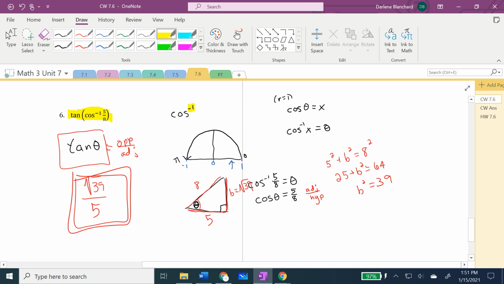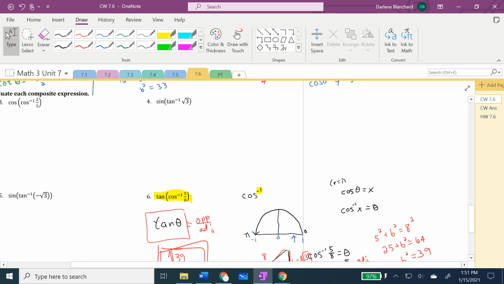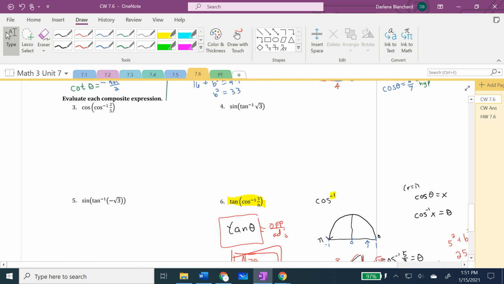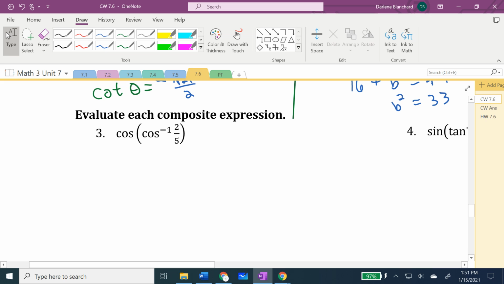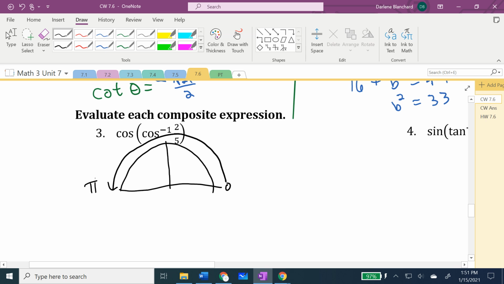Now, that was the hardest problem. I need to tell you that you can do the others a little bit faster because the other ones are either unit circle trig or something super special. Number 3 is something super special. Inverse cosine uses the top half of the unit circle from angle 0 to angle pi. When I look at the inverse cosine of 2/5 by itself, the answer to that inverse cosine is an angle.